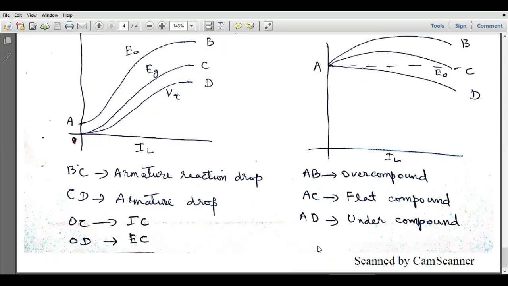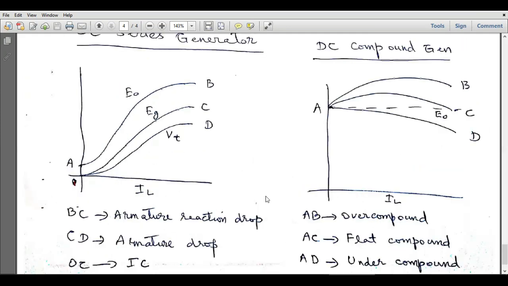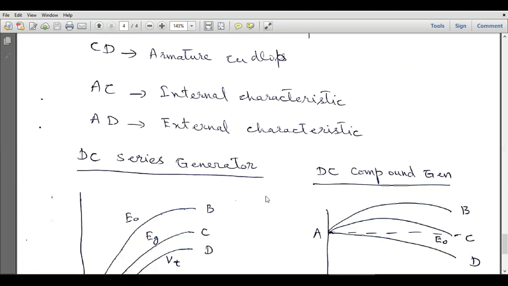So in this case AB is called over compound, AC is called flat compound, and AD is called under compound. And that is all about our today's lecture on characteristics of DC generators.